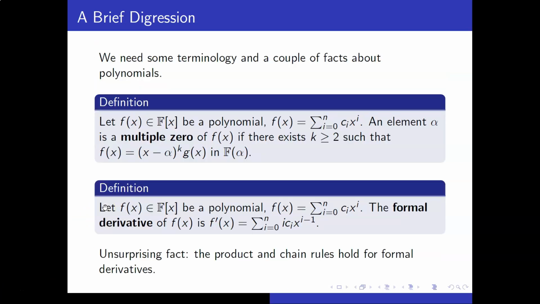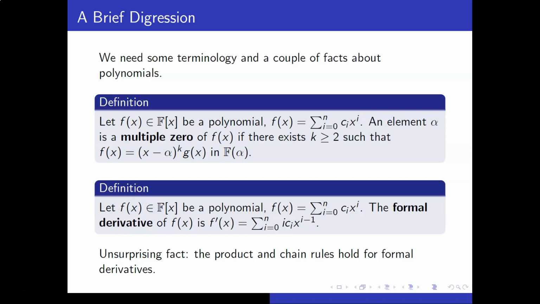I just want to point out, this is a formal derivative. There is no limit involved. We are not deriving a power rule. We are simply saying the derivative of a polynomial is this beast. It is something that exists whether or not you can take a limit. I can't take limits in Z mod 2, for example, but I can still define this formal derivative.